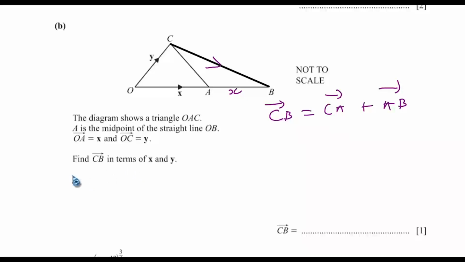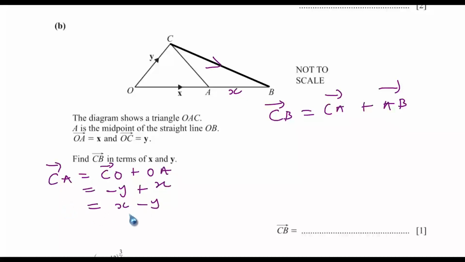So let's work it out here. The vector CA will be CO add OA, but we don't have CO, we only have OC. OC is Y, so that means we want to change the direction. It will be negative Y, plus OA is equal to X, which could be written as X minus Y. So that is the value of CA.